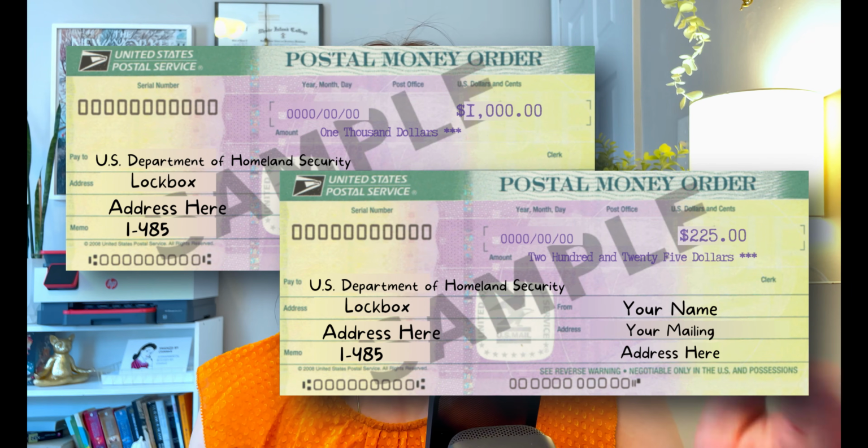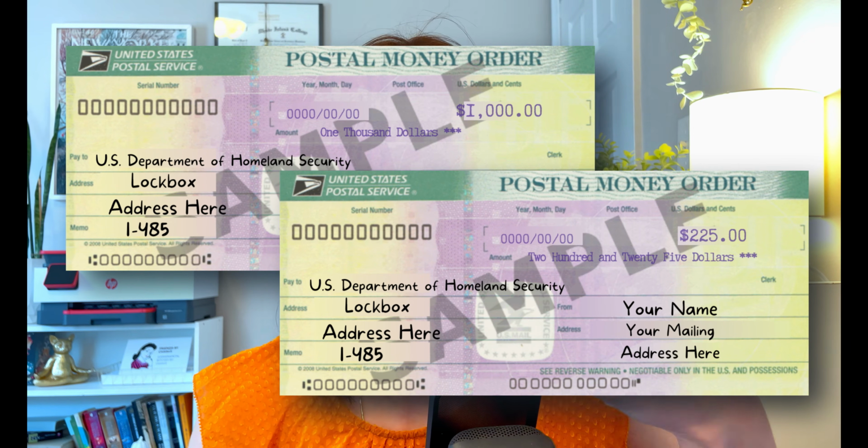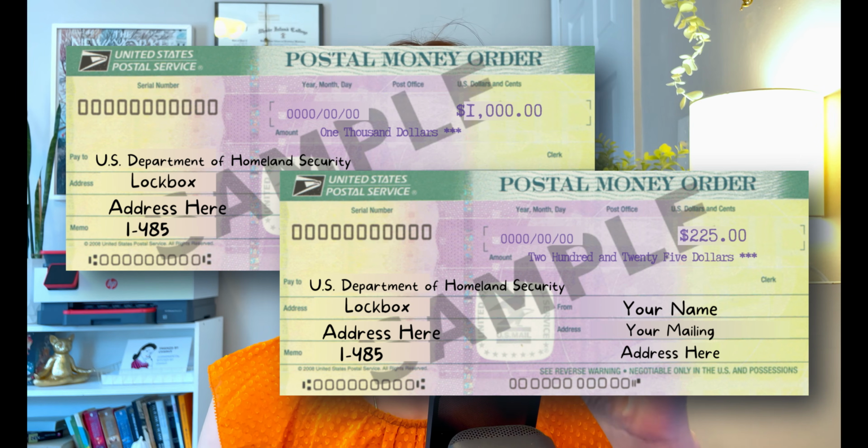One of the drawbacks of getting a money order is that there is a limit of $1,000 per money order. In a lot of cases, people panic because, for example, the application for adjustment of status costs over $1,000. In that case, don't worry. All you can do is obtain two separate money orders for one application.